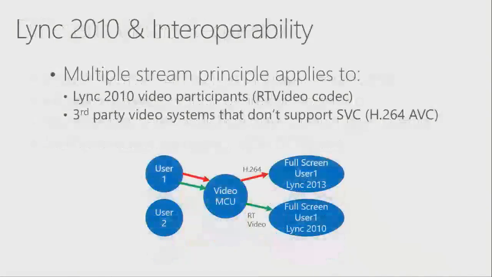Now, 2010 interop, multiple streams also come into play when you're having interop with 2010. Because the 2010 client doesn't support H.264, if they're joining a meeting, that means that user 1 has to send H.264 to the Lync 2013 client, and then for the 2010 client, they have to send RT video. Even if they're the same resolution, they both requested full screen, both requested HD, that's going to happen. And again, that's going to have a pretty big impact on your bandwidth there. So we generally recommend to try to keep your client versions consistent up on 2013 so you don't have this issue.